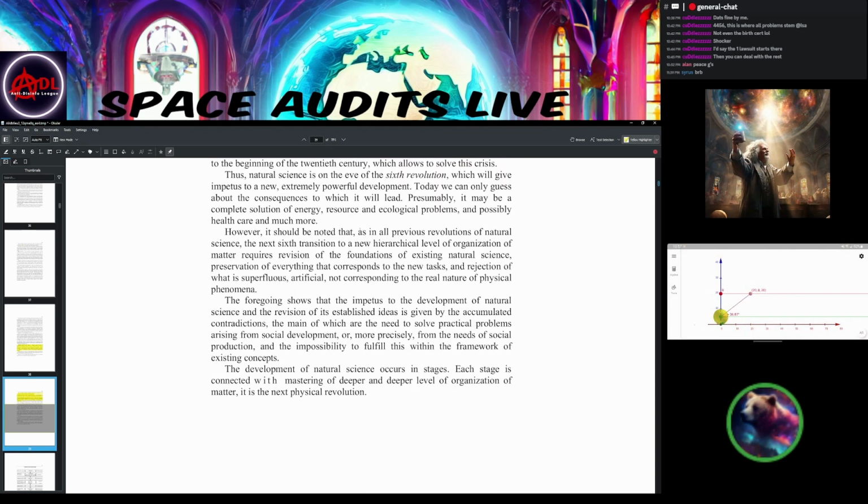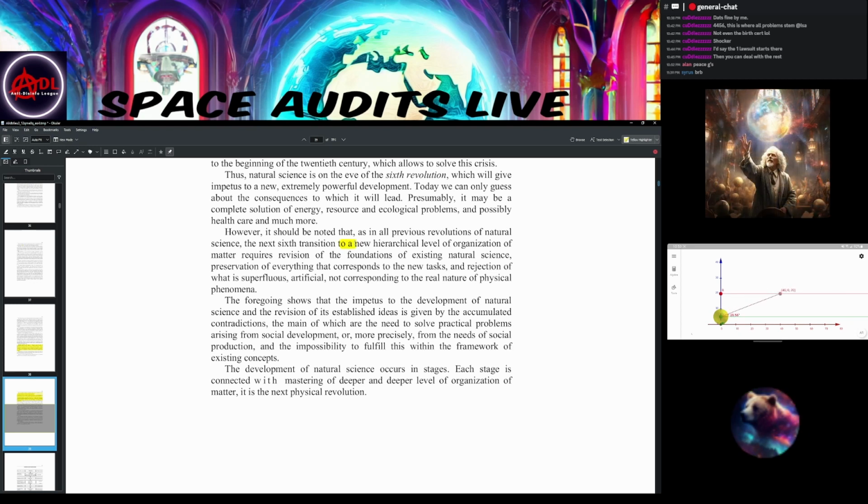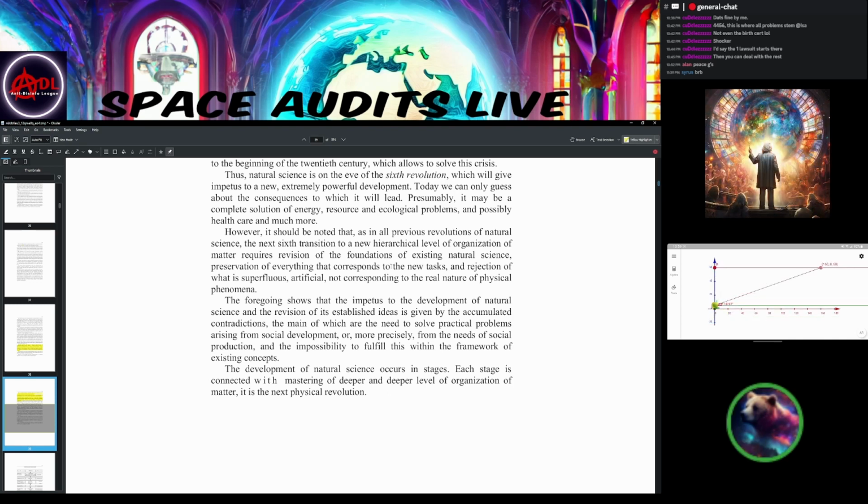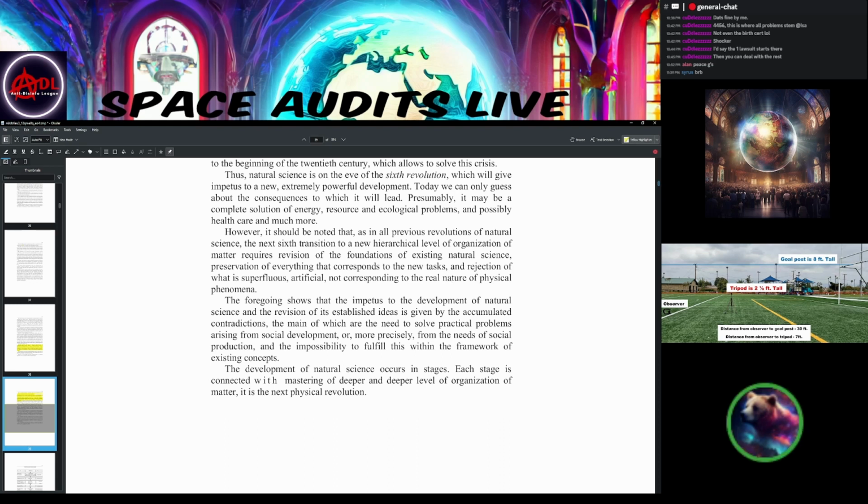However, it should be noted that, as in the previous revolutions of natural science, the sixth transition to the hierarchical nature of the organization of matter requires revision of the foundations of existing natural science, preservation of everything that corresponds to the new task, and rejection of what is superfluous, artificial, not corresponding to the real nature of physical phenomena.